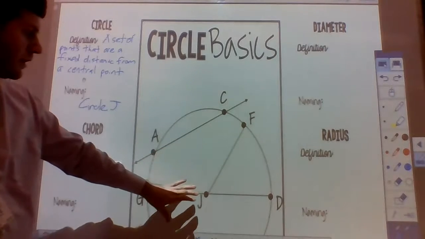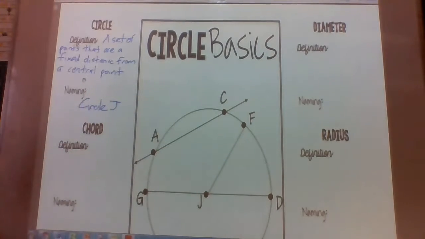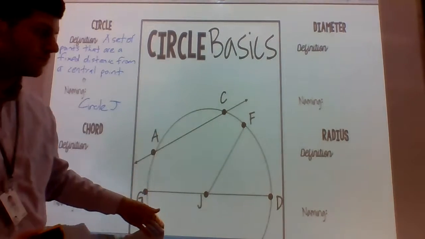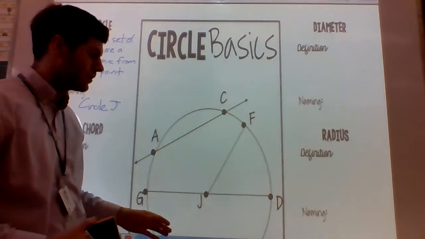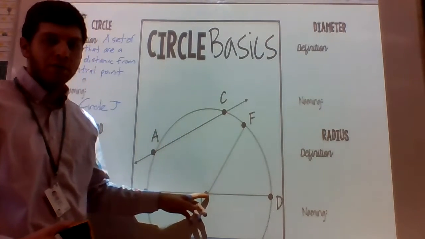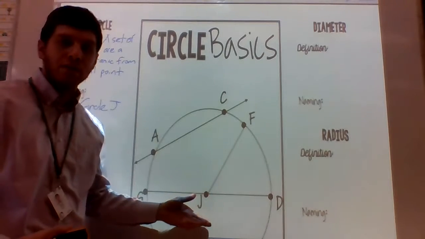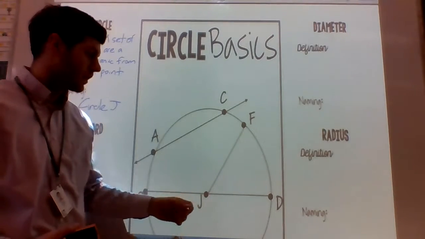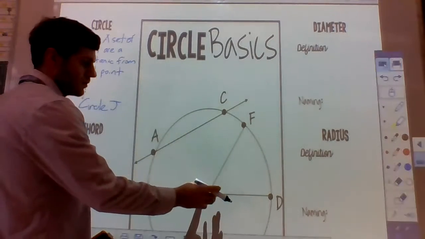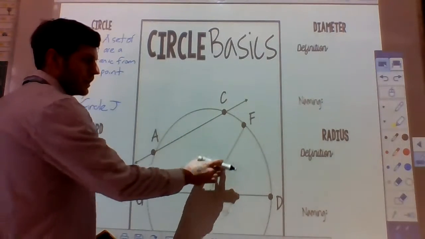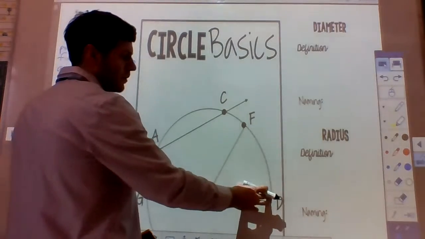Okay, and we define the circle as a set of points that are a fixed distance from a central point. A circle has an infinite amount of points. There's an infinite amount of points on this line, and every point is the same distance away from J. We call that fixed distance the radius. The center is not part of the circle, the radius is not part of the circle, the diameter is not part of the circle.